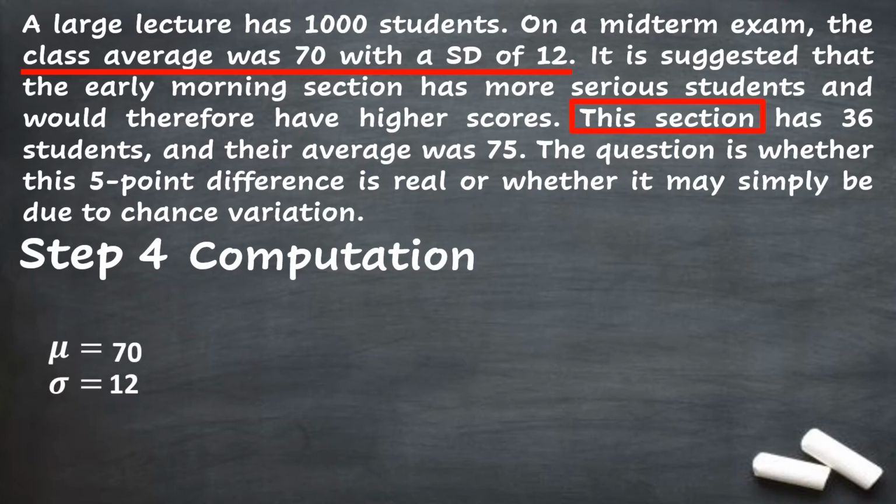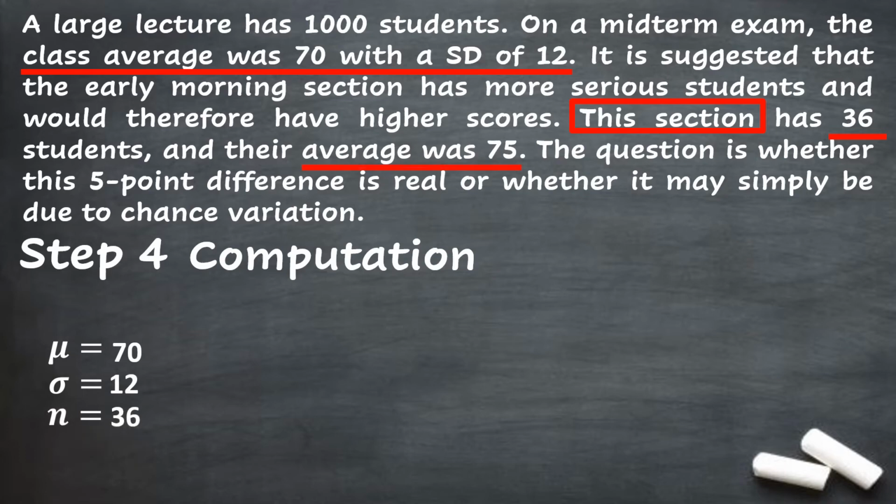We skip the next sentence since it doesn't contain any numerical values. We proceed with "this section has 36 students." The word section means they are referring to the sample of students. So all the numerical values in this sentence will be intended for the sample. Continuing, "has 36 students." So the 36 is the number of the sample.